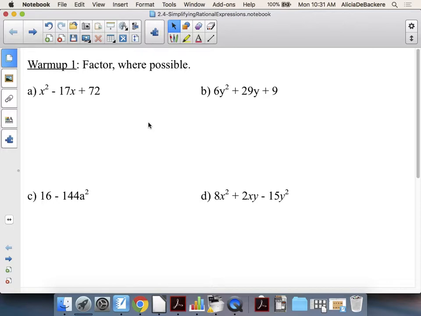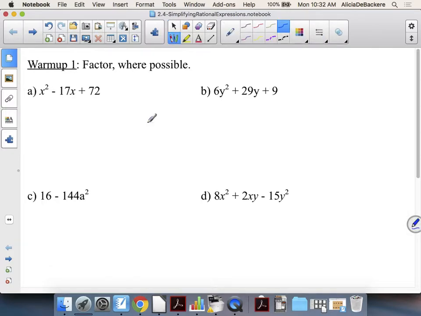Take a moment to copy these down, pause the video, and actually try them first. So you should be able to do this. This is just a strict review from yesterday's lesson. Warm-up number 1 is we are factoring where possible. So I'm going to go through a bunch of my different factoring strategies.